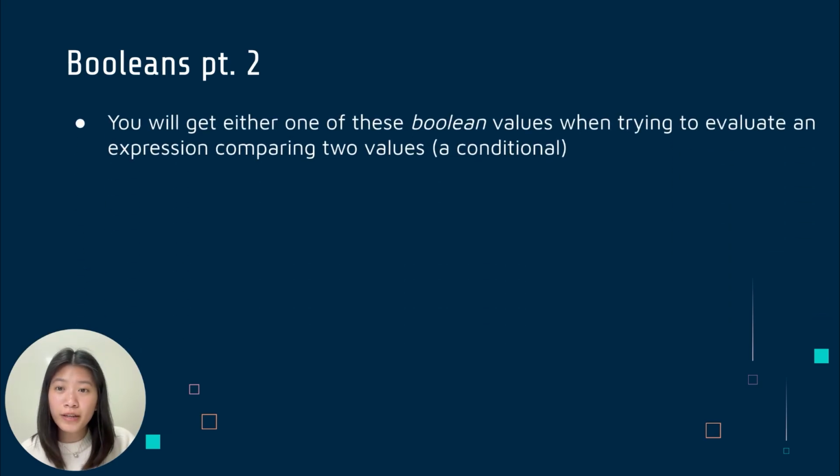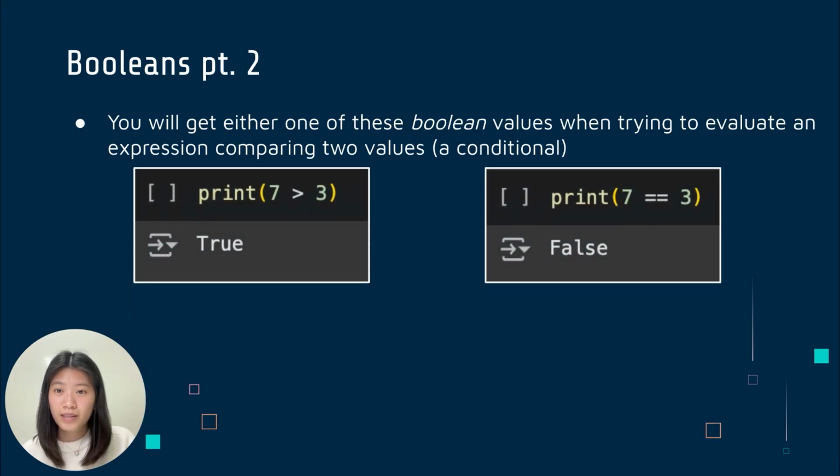Another thing to note about Booleans is you will either get one of these Boolean values when trying to evaluate an expression comparing two values, which is known as a conditional. So as an example, on the left-hand side, let's say we wanted to print the expression 7 greater than 3. 7 greater than 3 is going to be a conditional, and we'll talk more about conditionals in our next video, but we know that 7 is greater than 3, and this is going to give us the Boolean true, and when we print this, it'll say true.